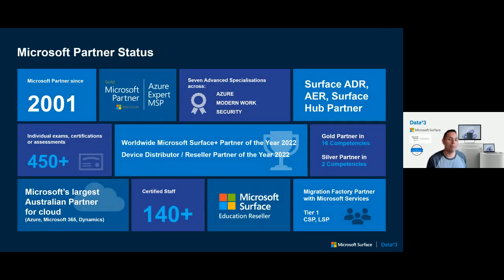So here are some of our partner status. We have been a Microsoft partner since 2001 and currently have a gold partner status, which is one of the highest in Australia. In addition to the awards that we've won in 2022, we also carry a gold partner status in 16 areas, such as application development, cloud productivity, data analytics, and enterprise mobility and management, just to name a few. And we also have over 140 certified staff across the country.